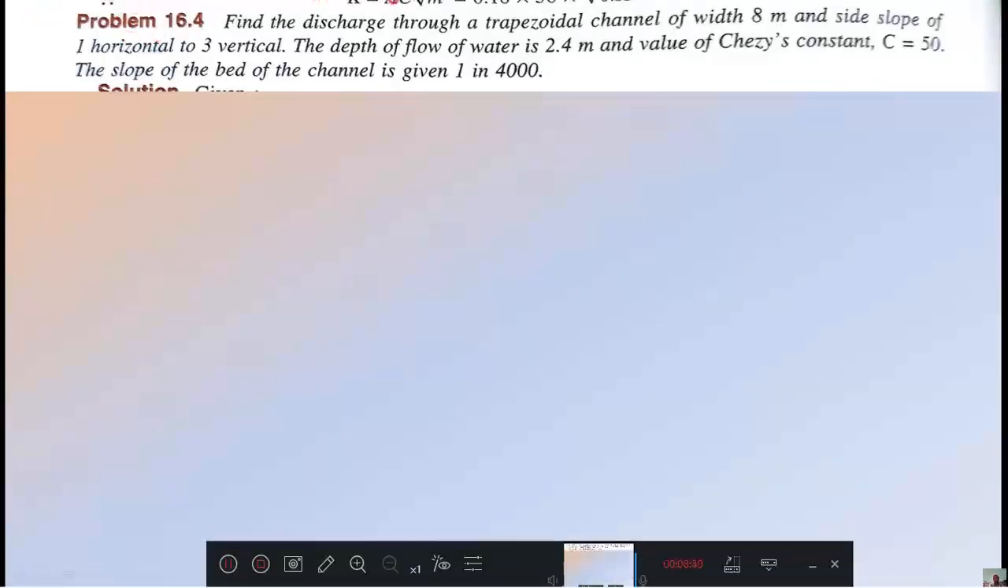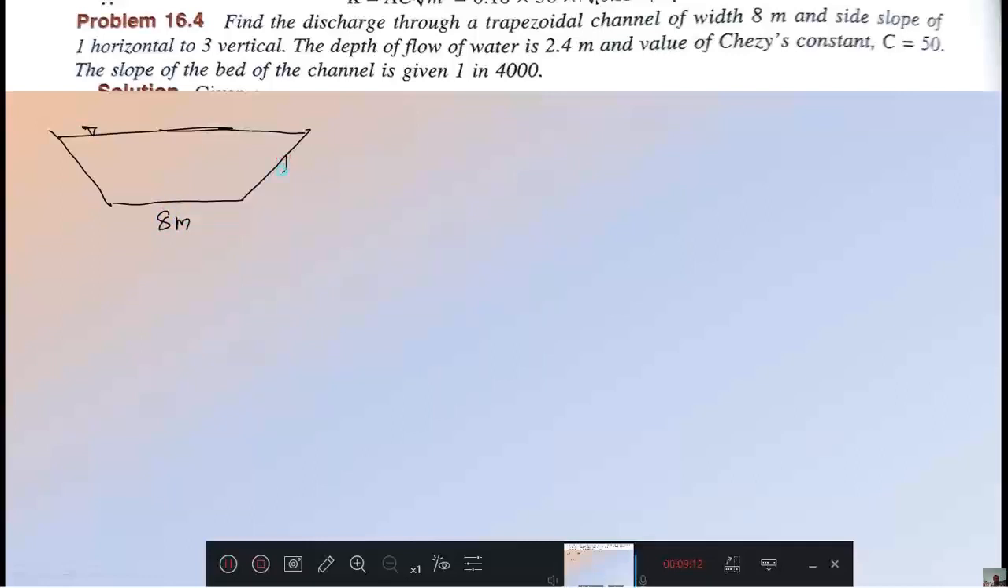Find the discharge through a trapezoidal channel. Very important. A trapezoidal channel is asked now, with a width of 8 meter and side slope 1 horizontal to 3 vertical. The depth of flow of water is 2.4 meter and the value of Chezy's C is 50. The slope of the bed of the channel is 1 in 4000. We'll write the data. See, this is your trapezoidal channel. Channel width is 8 meter.